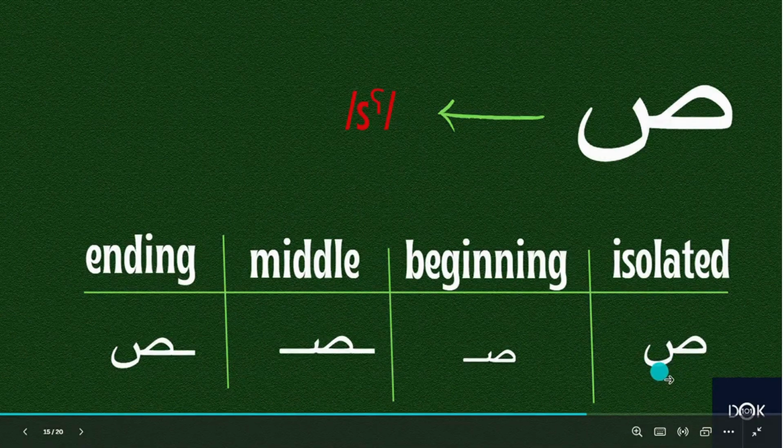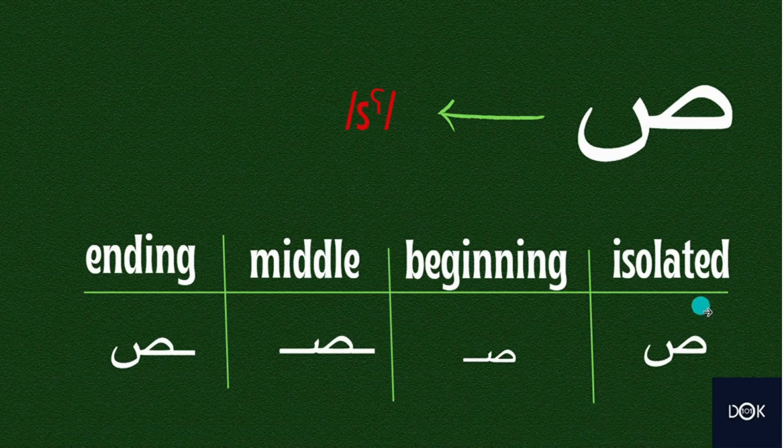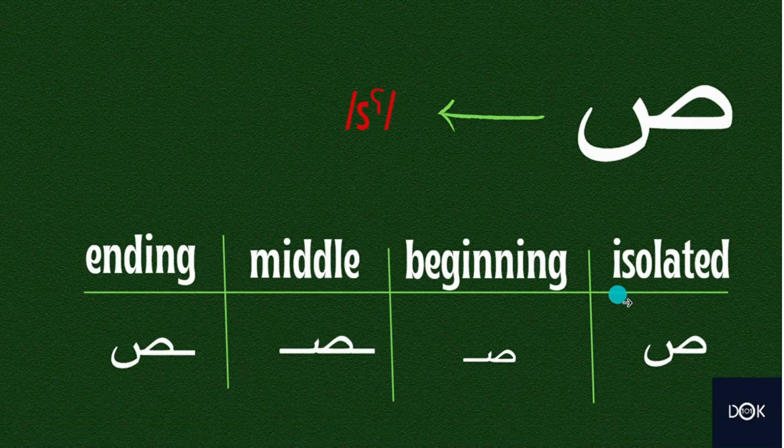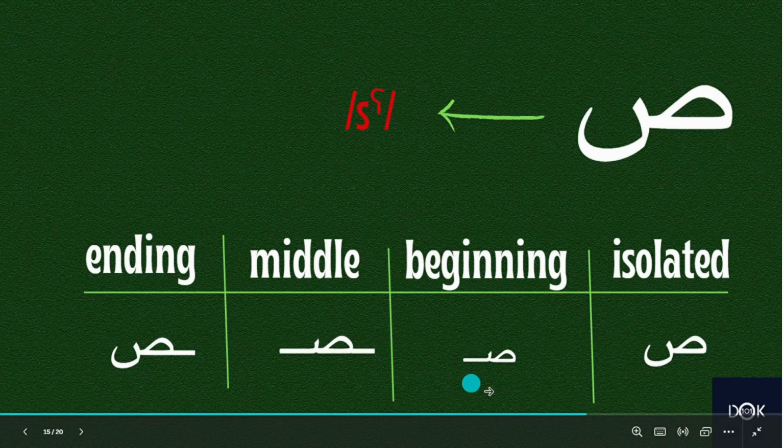Now the formation of sod is just like the letter seen or sheen, in the sense that it has the same forms. If it is written in an isolated form, it will be isolated, of course. When it comes at the beginning of the word, it is connected to the letter next to it, or the letter that is followed by sod. And when sod is in the middle of a word, it is connected by both the sides. When it comes at the end, it could be connected, or it could also be in an isolated form. Let's have a look at the examples.